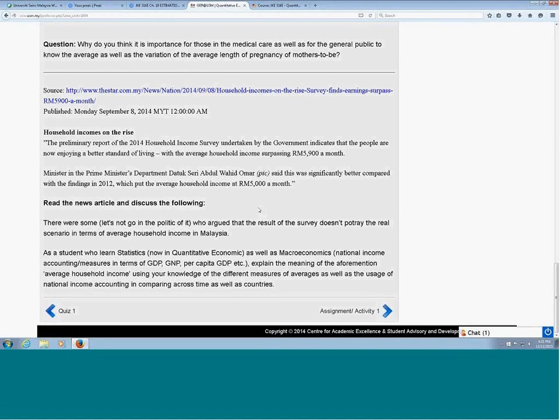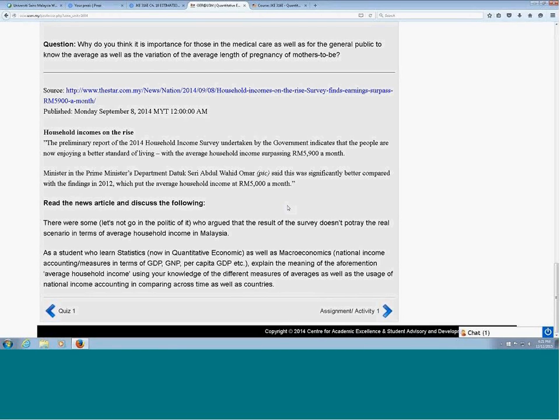So that means, how do you calculate this? What does it represent? Is it wrong? Is it right? As a student who learns statistics in quantitative economics, and you already know about macroeconomics, what is this per capita GDP? What does it mean? We are using that for a comparison over time. We are using that for cross-country comparison. So it's not for comparison between your salary and the average household salary.